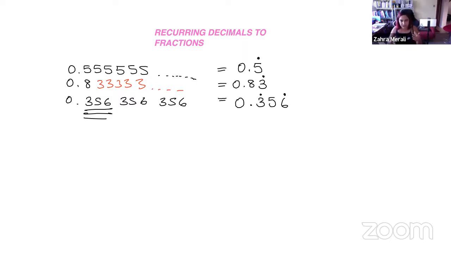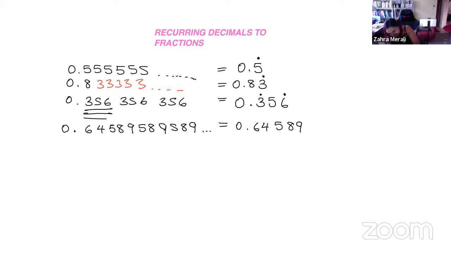So, for example, let's take one more example. If we have 0.64 and then 589, 589, 589, so that's the bit that's recurring. We've got 0.64, 589, but the dots are on top of the 5 and the 9 because those are the first and last digits in the repeating pattern.